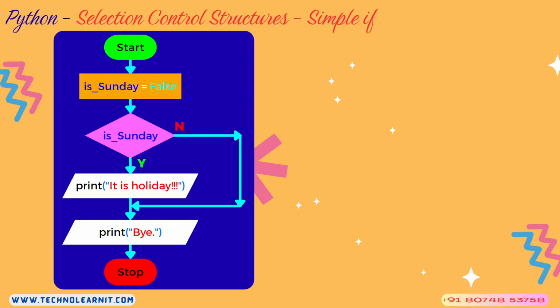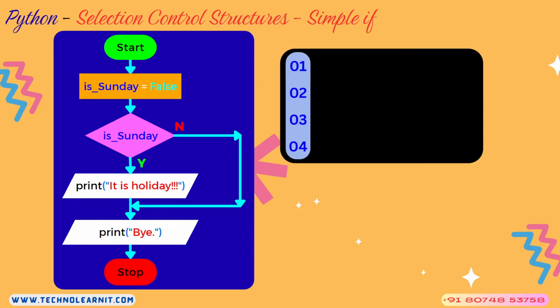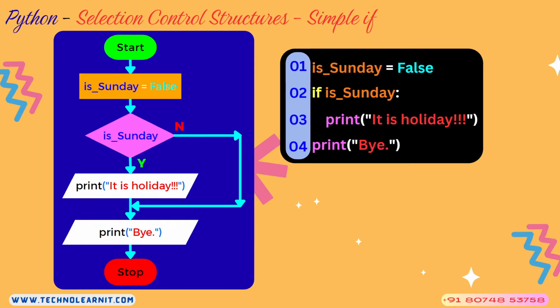What if the variable has been initialized with false? Of course, this is what I have already shown you. If you have to convert this flowchart into code in Python, this is how it would be. isSunday is a variable. Yes, you need to maintain a Boolean variable in your program, and then use that variable in your condition. If the condition is true, you want to print "it is holiday." That's why you are making the "it is holiday" statement part of the if block by indenting it, and the statement print "bye" is going to execute irrespective of whether the condition becomes true or false. Hence, there is no indentation used for print "bye."